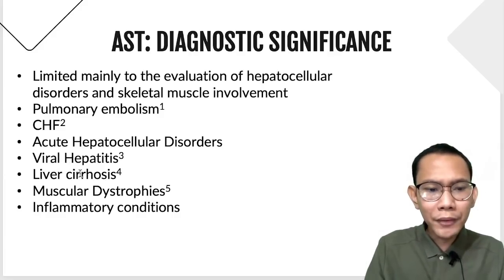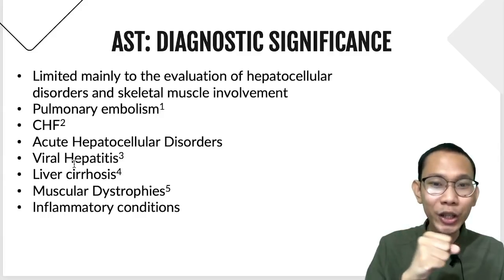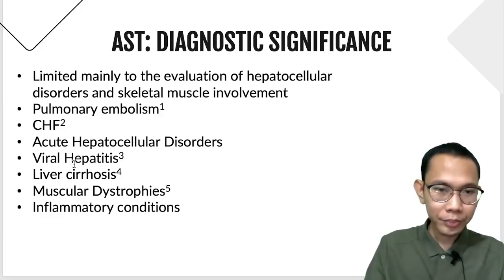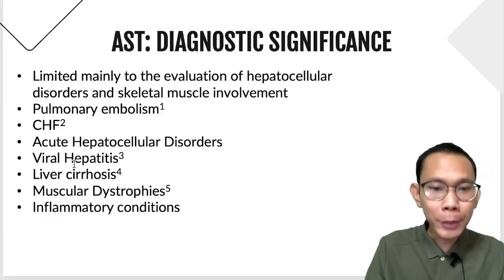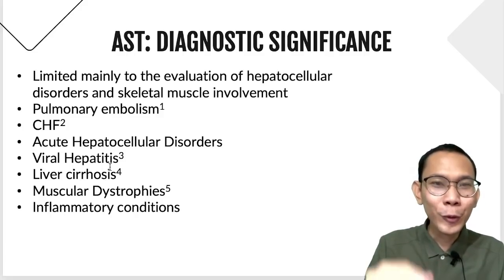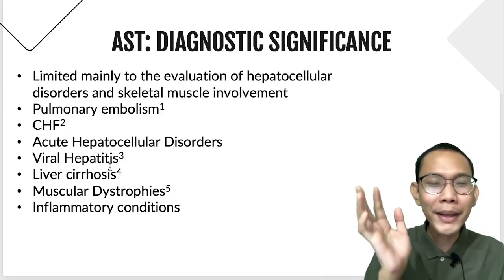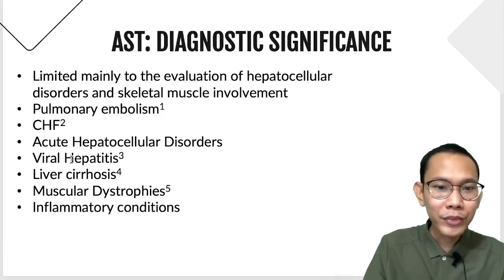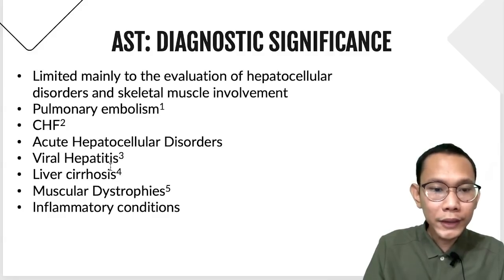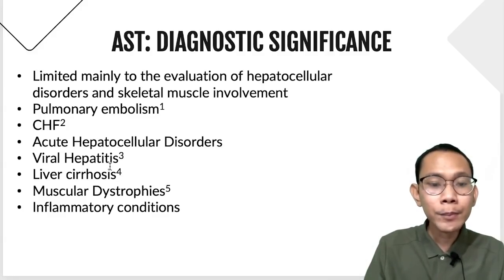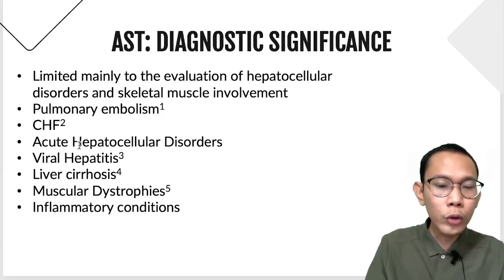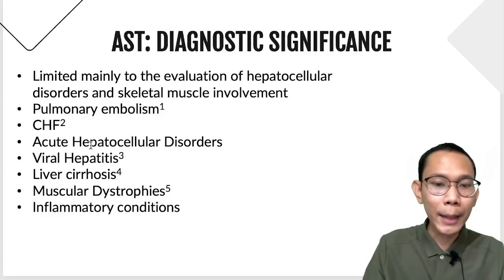Again, pag viral hepatitis, there is a 100 times the upper limit of normal for your AST. Tinatawag natin na ULN. Upper limit of normal. Pag sinabing ULN, upper limit of normal. So, 100 times the upper limit of normal. Imagine, kung ang value niya ng AST later, malalaman natin, 100 times from the upper limit. That's for your viral hepatitis. For your liver cirrhosis, it's gonna be 4 times your upper limit of normal. So, between the two, mas tumataas siya sa ating viral hepatitis.